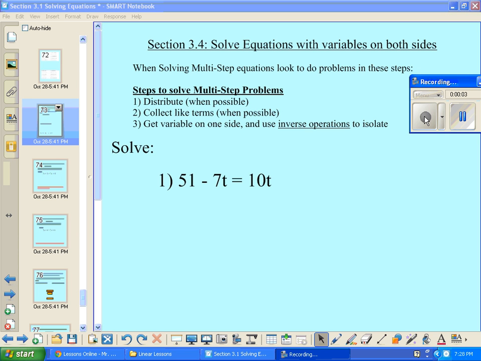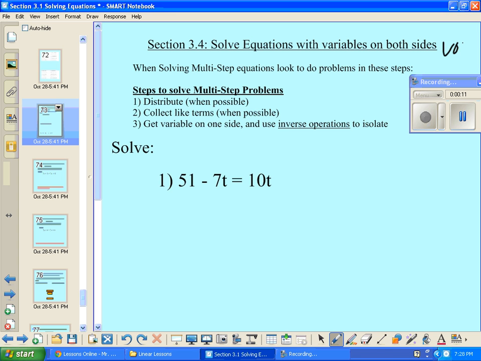This lesson is a continuation of section 3.4, solve equations with variables on both sides, or VOBS, as I say, my abbreviation for variables on both sides. There's just one more thing in this section I do want to show, that's why it is taking a few lessons, but there's something interesting that can happen when we have a problem with variables on both sides.